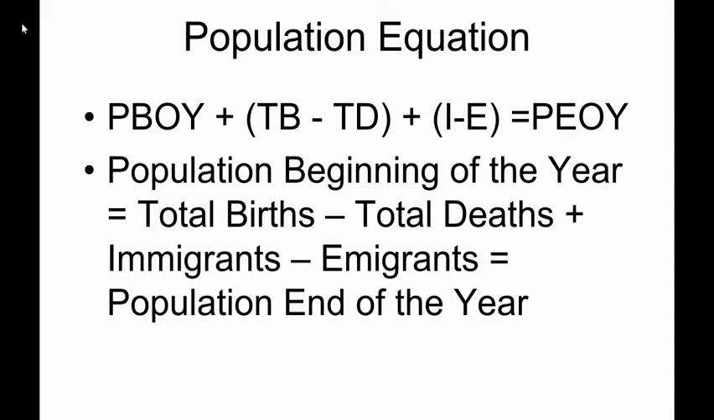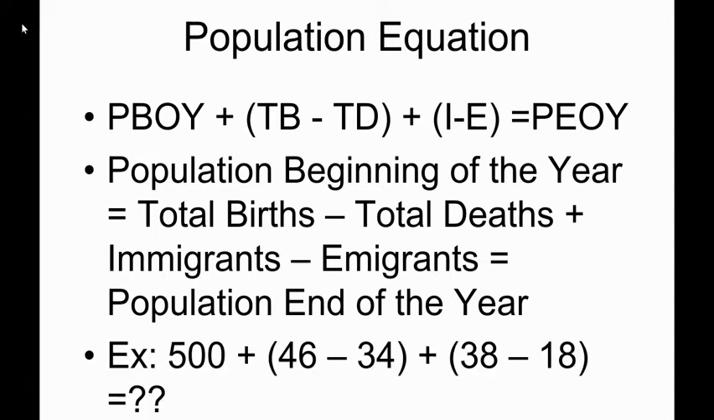Okay, so if we quantify this, it's probably a little easier. Let's just make the math really simple. Let's say that we have 500 people at the beginning of the year. We have 46 total births and 34 total deaths. So that's going to be 12. And then you add that to the amount of people coming into the country, 38, minus the amount of people that are leaving, which is 20. So you should get 32 added to the population that already existed. And at the end of the year, then you would have 532 people. So again, that's how you would figure the population equation.